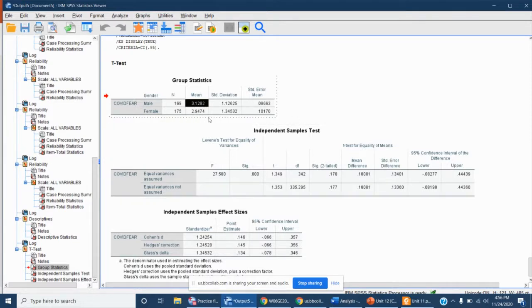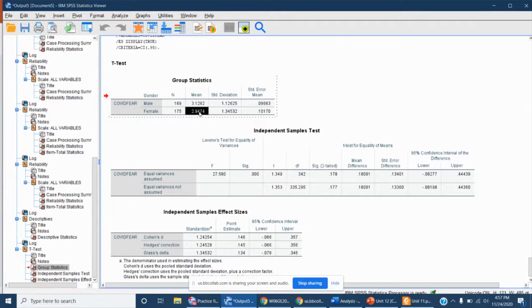So in our particular question, the 1 stands for strongly disagree, and 7 stands for strongly agree. This shows that if you have values closer to the 1, it means that you are not perceiving COVID as a threat. And if you have values closer to the 7, it means that you are perceiving COVID as a threat. So in this particular situation, there are differences in mean between males and females. But is this difference significant?